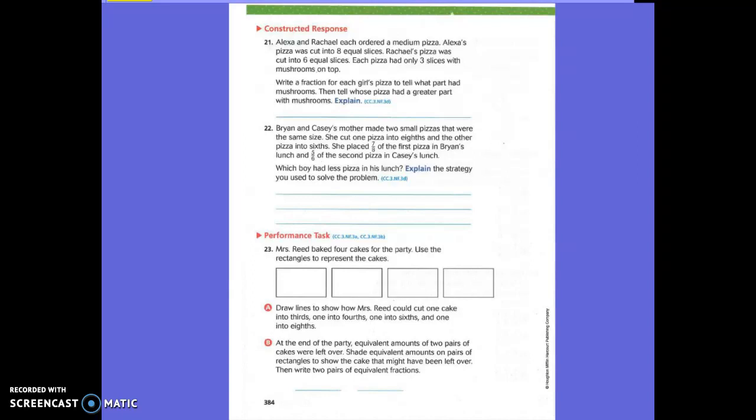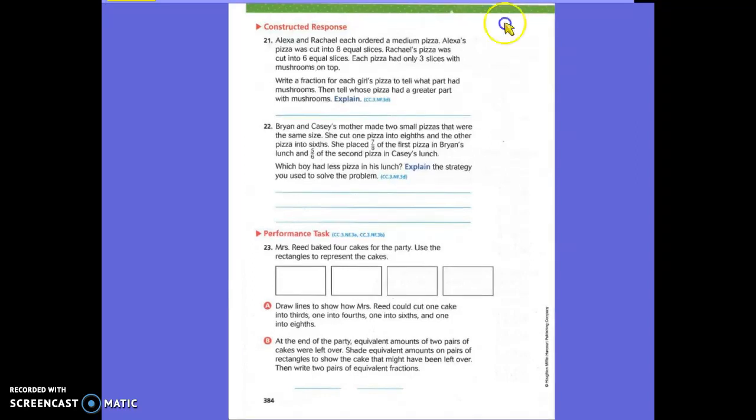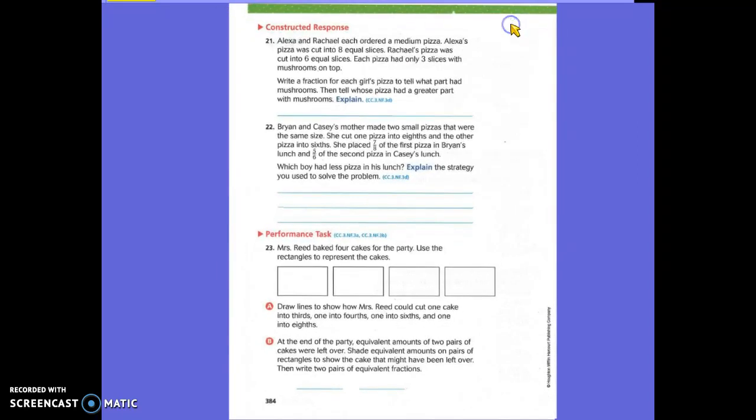Okay, so if we are going to do this, what do you suggest we do first? Jacob? Draw 2 circles for their pizzas. I would agree. Same size circles if you can, the best you can.